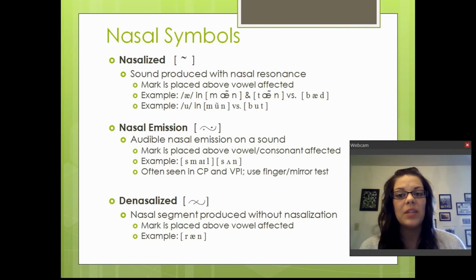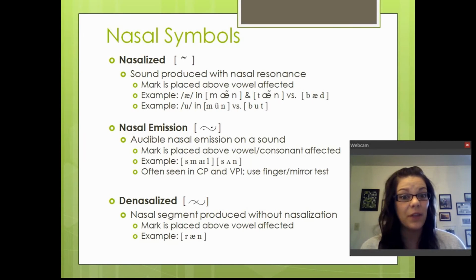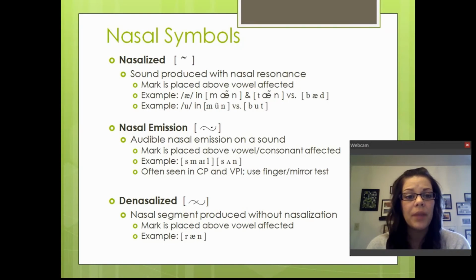So if I'm using bad, that sounds a lot different than when I say man. Man, bad. Okay, those vowels are different. They're slightly different. We also have nasal emission. I had to draw these in because for some reason I couldn't find them in the IPA extensions or when I used the IPA typing tool.